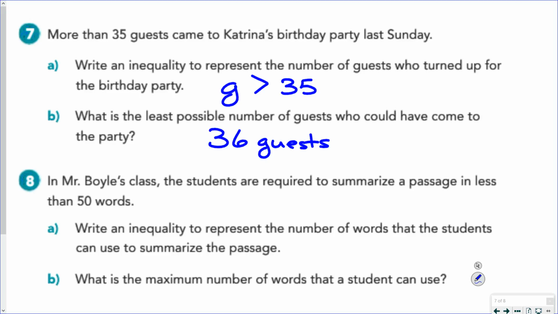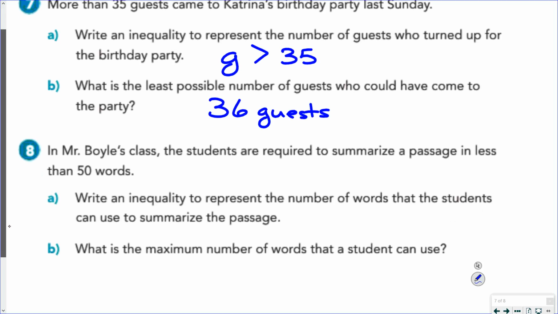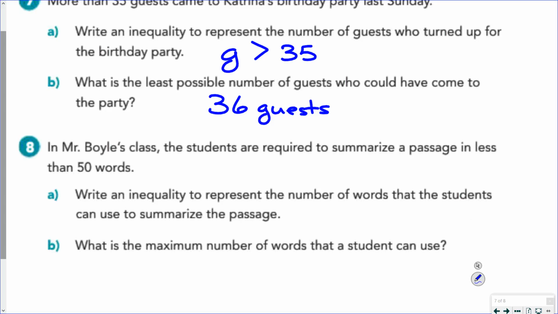In Mr. Boyle's class, the students are required to summarize a passage in less than 50 words. Write an inequality to represent the number of words that the students can use to summarize the passage. So we don't know how many words. We know we're comparing it to 50. And since it says less than 50 words, W is less than 50. And what is the maximum number of words that a student can use? 49 words. Since there's no such thing as a fraction or a decimal part of a word.